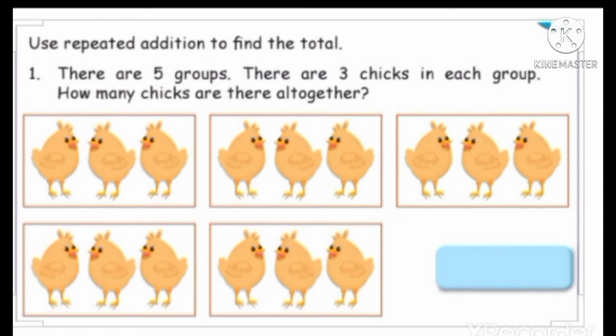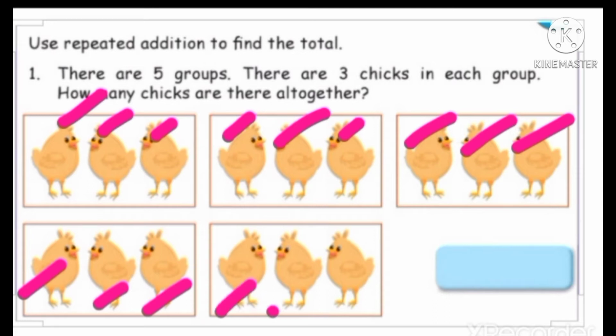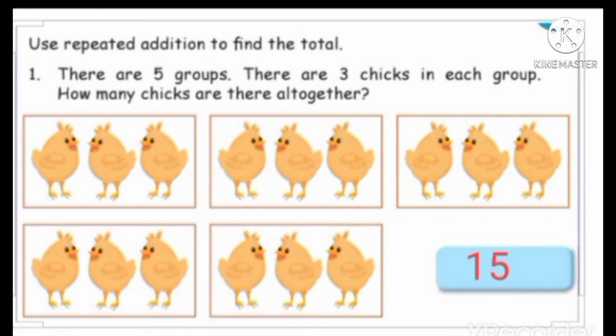Shall we count? 1, 2, 3, 4, 5, 6, 7, 8, 9, 10, 11, 12, 13, 14, 15. How many chicks? 15 chicks. So the answer is 15.